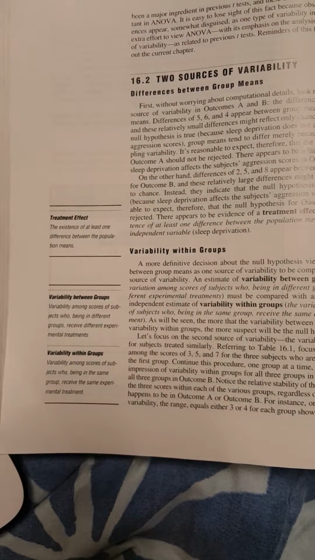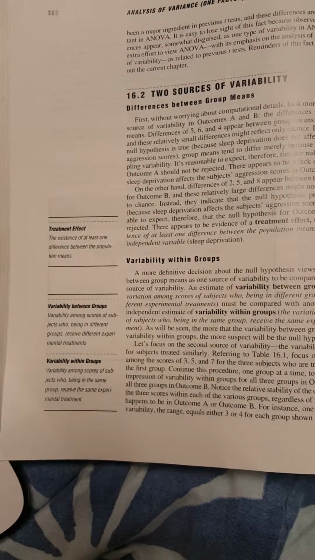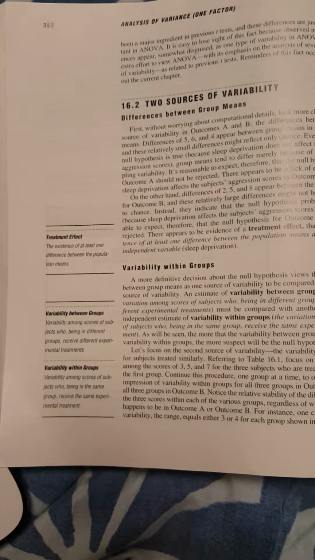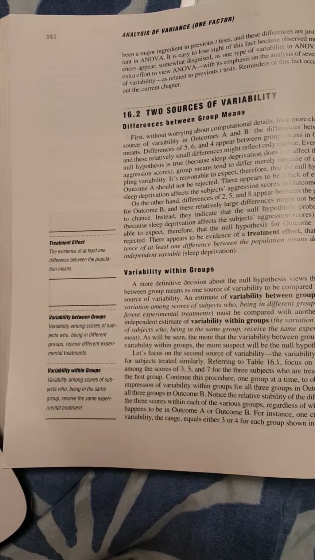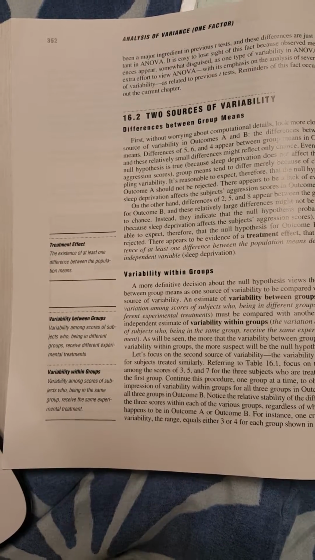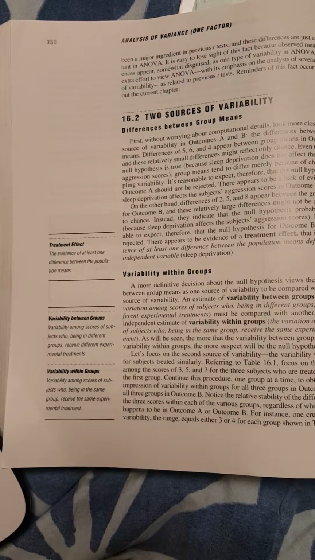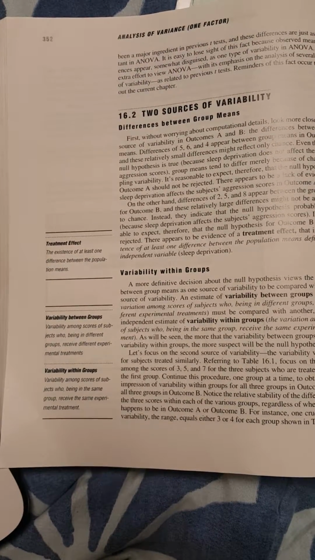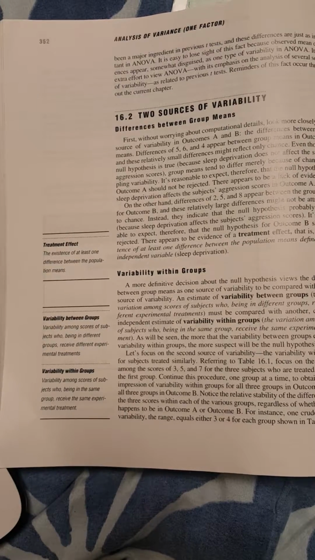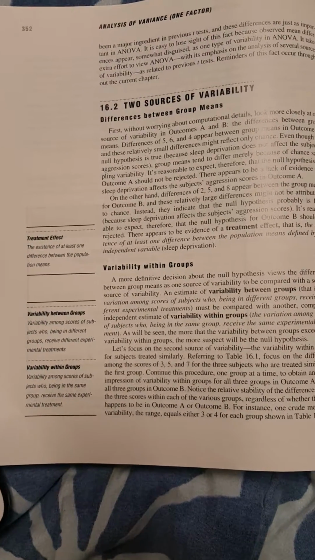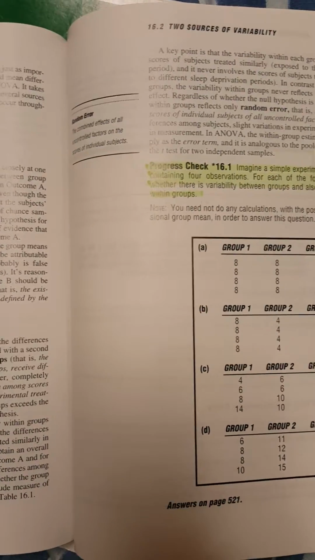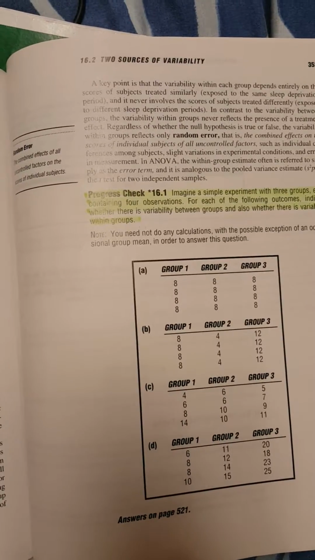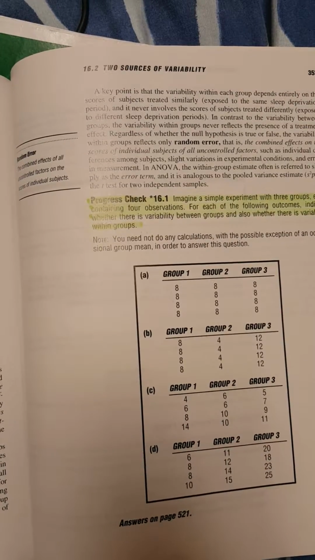The variability between groups is variability among scores of subjects who, being in different groups, receive different experimental treatments. The variability within groups is the variability among scores of subjects who, being in the same group, receive the same experimental treatment. The more variability between groups exceeds the variability within groups, the more suspect the null hypothesis becomes. Random error is the combined effects of uncontrolled factors on the scores of individual subjects.